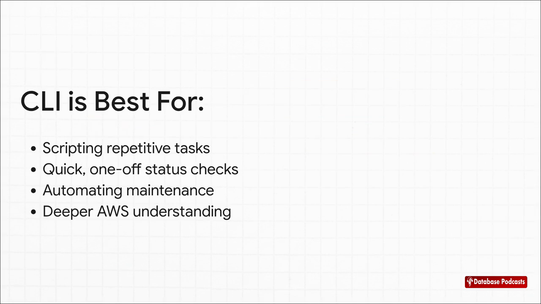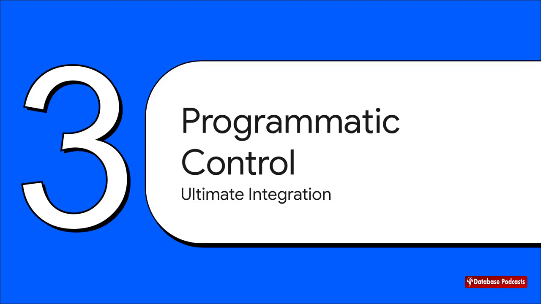So you're going to want to reach for the CLI whenever you're scripting those repetitive jobs, like daily backups. It's perfect for doing quick status checks right from your terminal and for automating all your maintenance. It's really the perfect tool for developers who want to work faster and get a deeper feel for how AWS works under the hood.